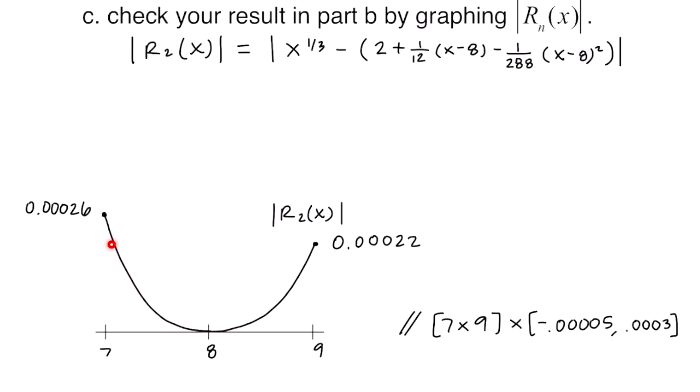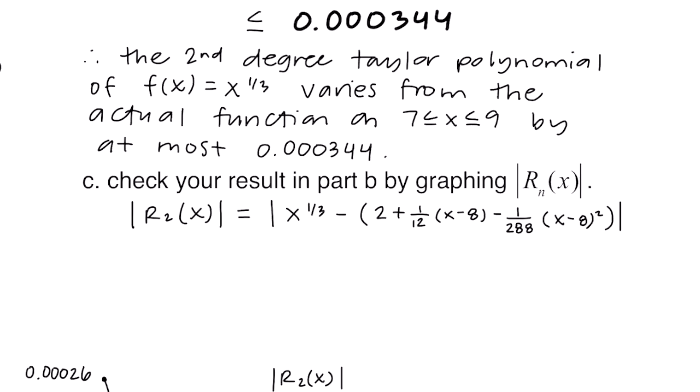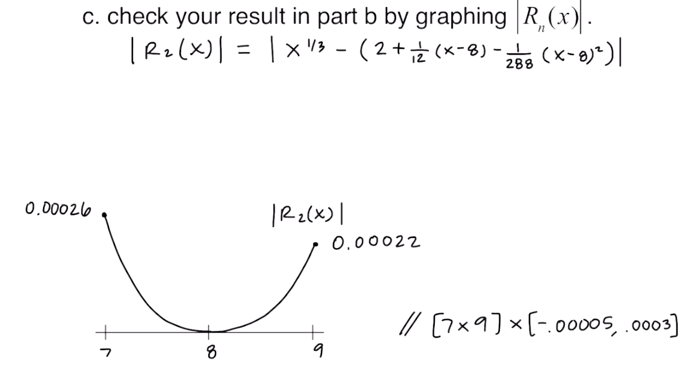As I got closer and closer to 7, it reaches a height of 0.00026. And then over here, as you get closer and closer to x equals 9, you're at a height of 0.00022. So again, the error we calculated was going to be less than or equal to 0.000344. But here we have it demonstrated graphically.